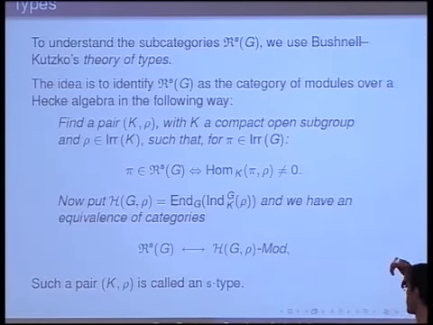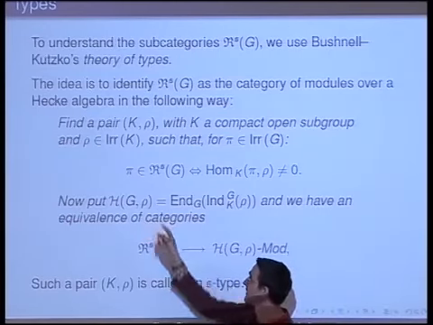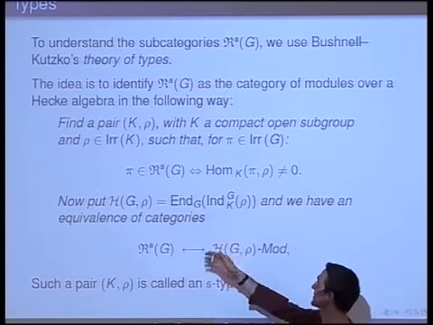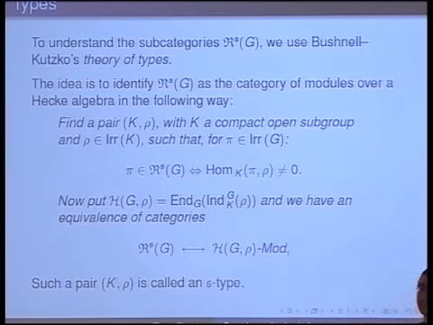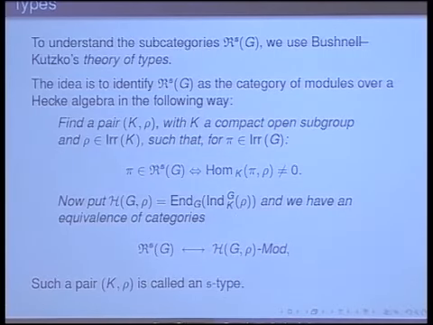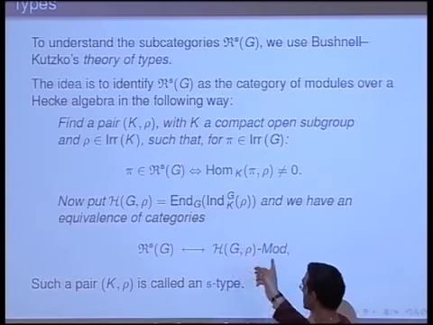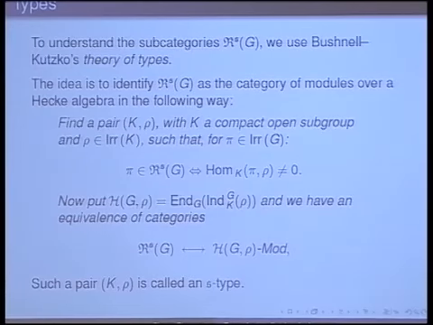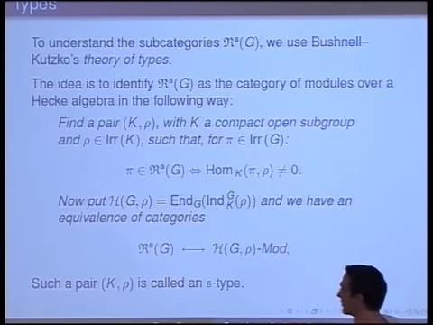If this does happen, then we can define this spherical Hecke algebra. One way of defining it is as the endomorphism ring of the induced representation, and there's an equivalence of categories between the modules over this Hecke algebra and the category that we're interested in. Such a pair is called an S-type, S being the inertial equivalence class.